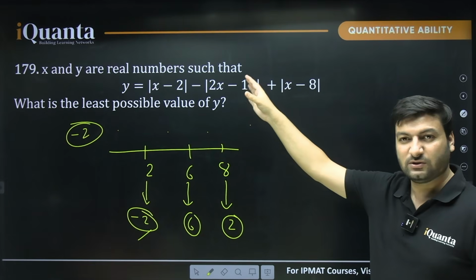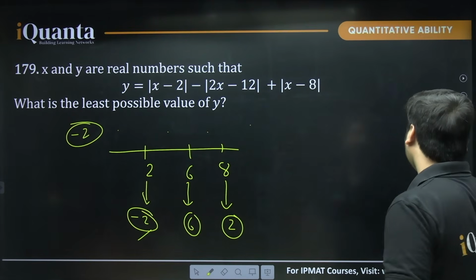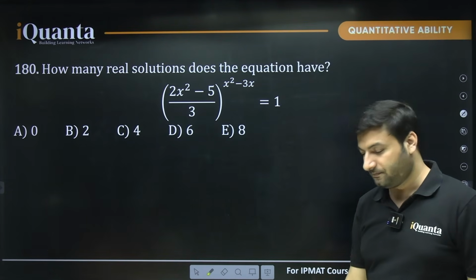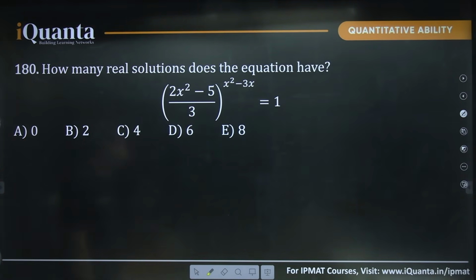Maybe if they ask you a question which has a modulus with a negative sign in front of it, they will definitely give you an easy one, okay? I hope the questions so far have helped you revise something.